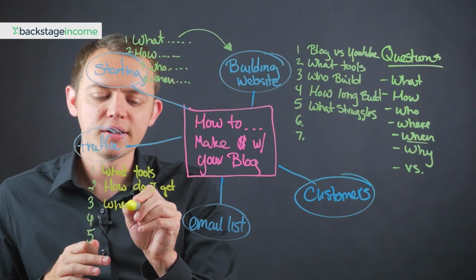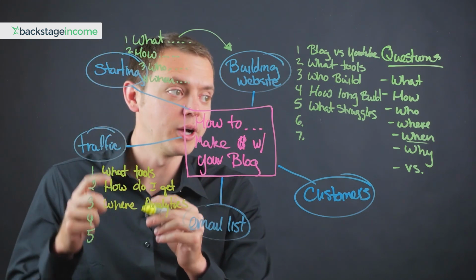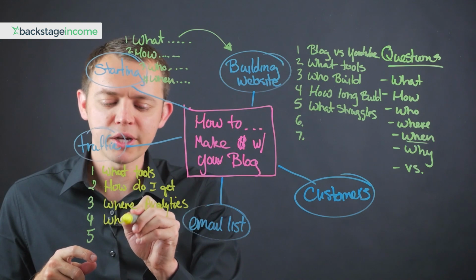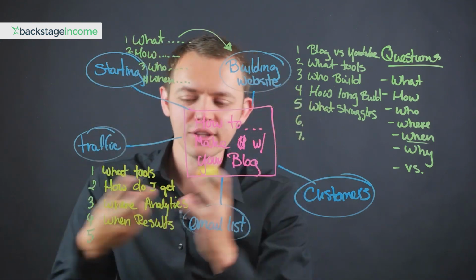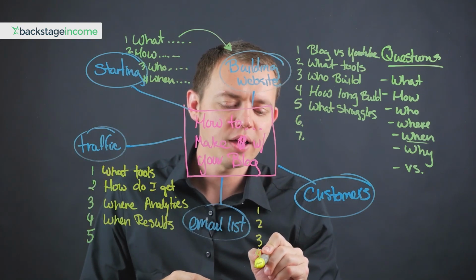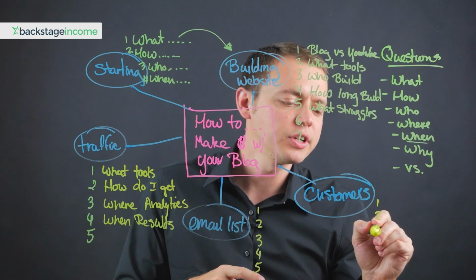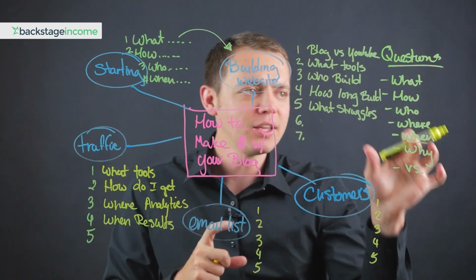Where can I find my analytics or statistics, let's say, for my traffic? When should I expect results? So take a look at how I'm really planning this out. I have all these outlines already in place. Email list, same thing, 1, 2, 3, 4, 5. And customers, 1, 2, 3, 4, 5.